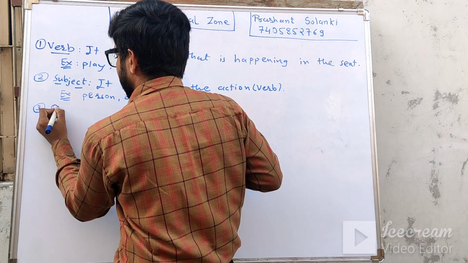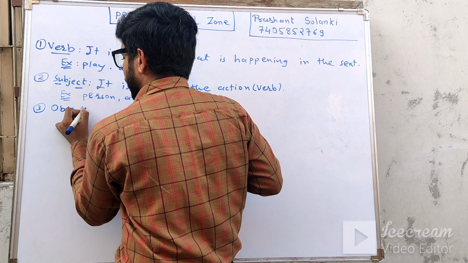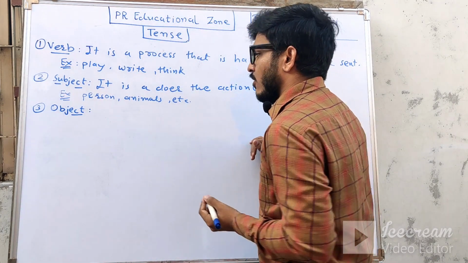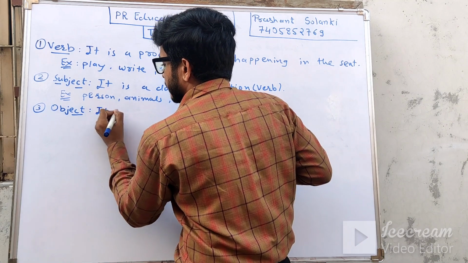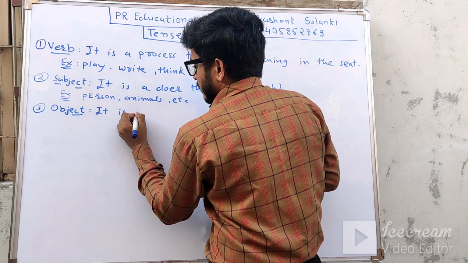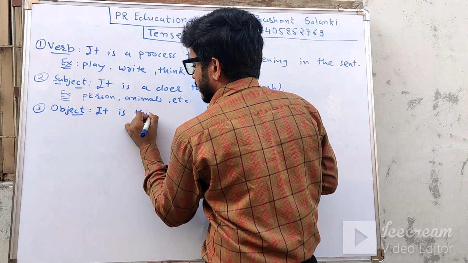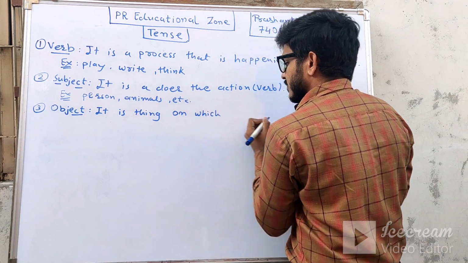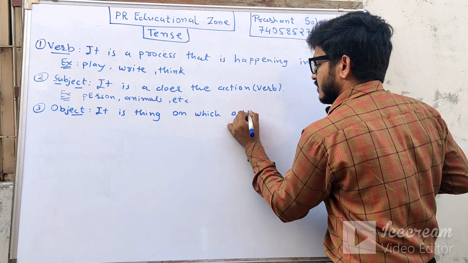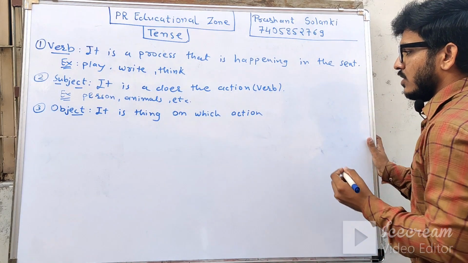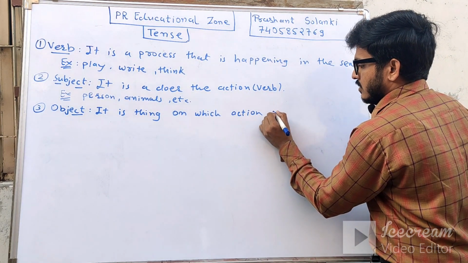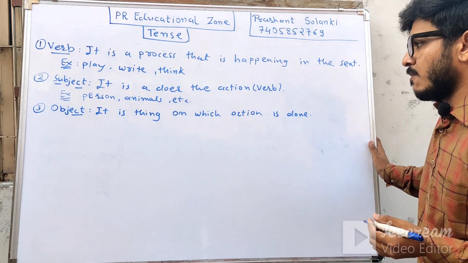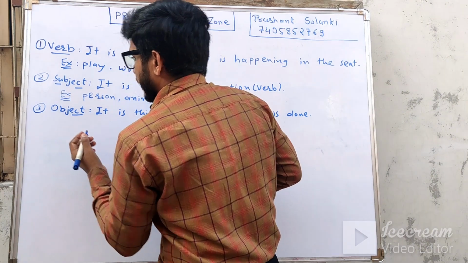And the last one is the object. We can define the object as a thing on which the action is done. It can also be anything.